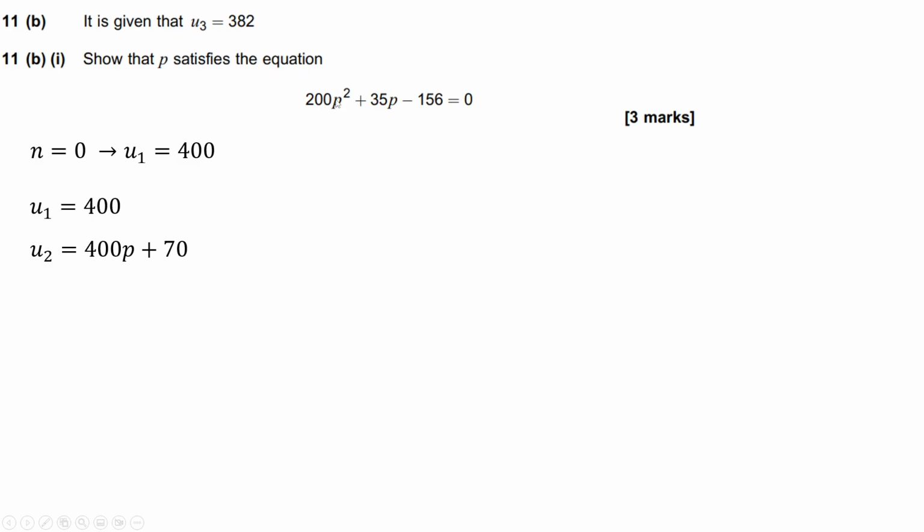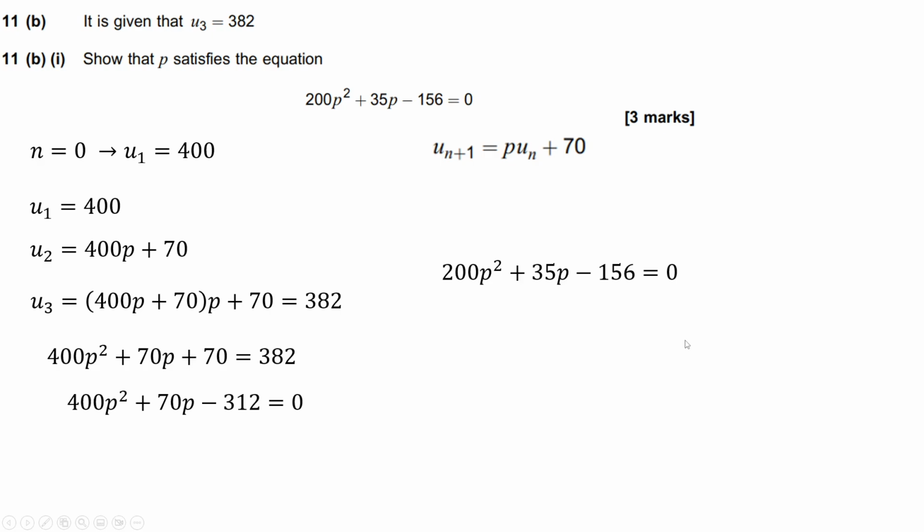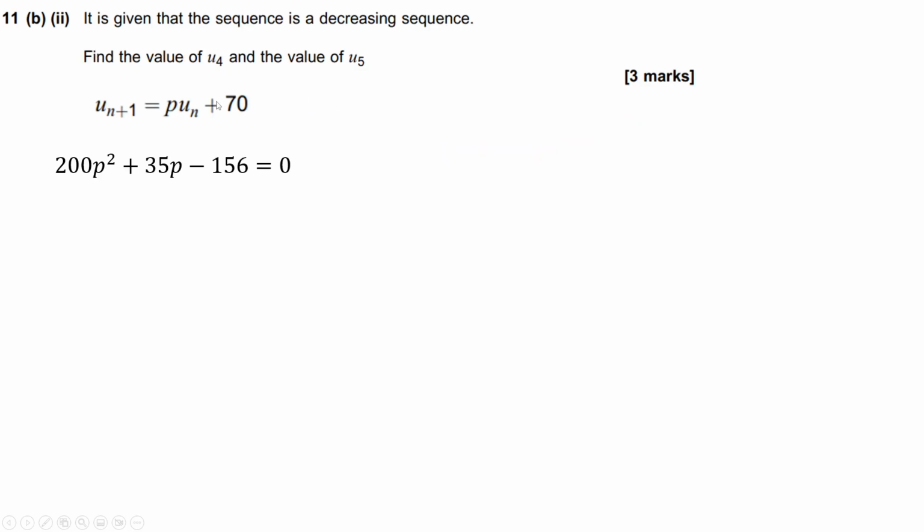Show that p satisfies this equation, and we're given that u3 is 382. Now we're just going to use the exact same thing, and then do it again. This was the sequence, by the way. So u3, which is the next one, will equal p multiplied by the current one, which is this, plus 70. Now, p multiplied by the current one is this, plus 70, and we know that equals 382. Just expand and then rearrange, you'll get this. And then you can actually divide by 2 on both sides here, and that's fine.